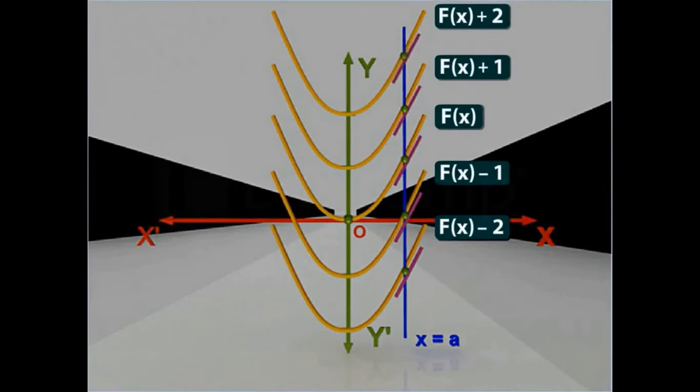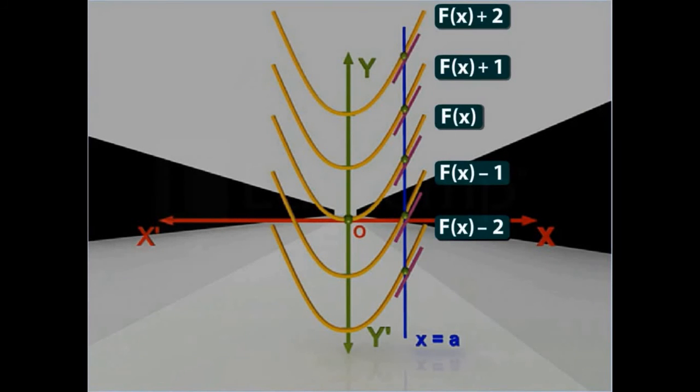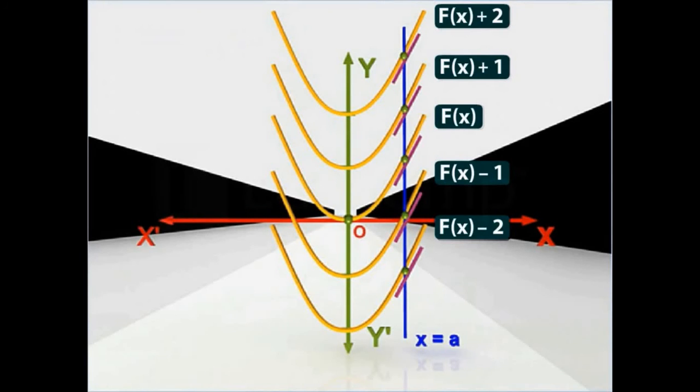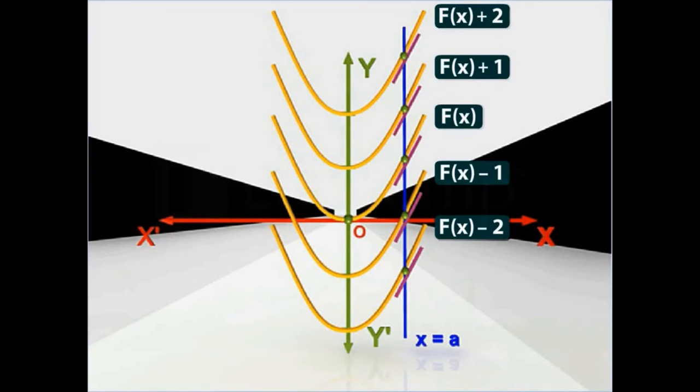Since the gradient of the tangent at a particular point represents the derivative of the function at that point, the functions F of x, F of x plus 1, F of x plus 2, F of x minus 1, and F of x minus 2 have the same derivatives at the points of intersection of the curves by the line x equal to a.